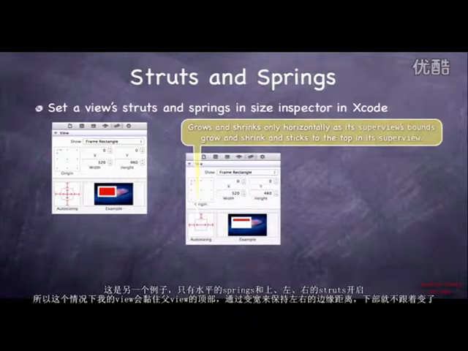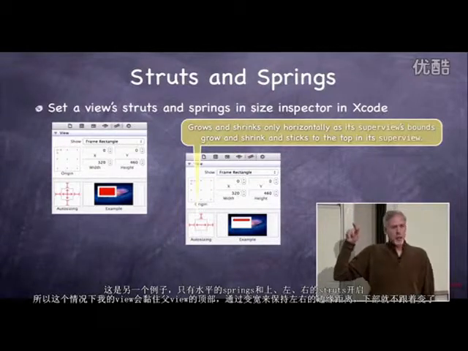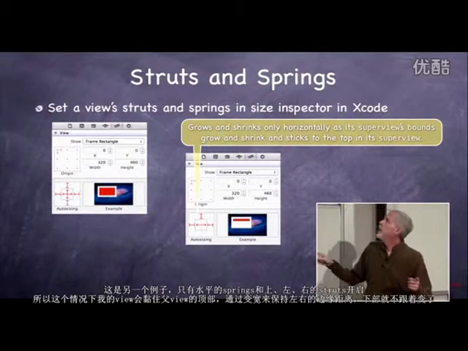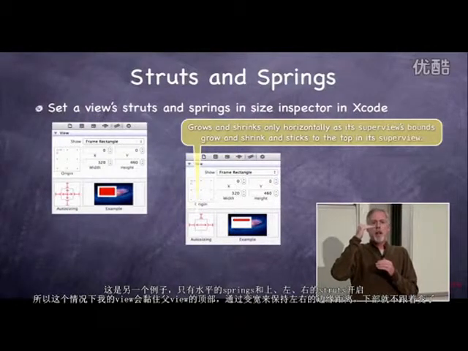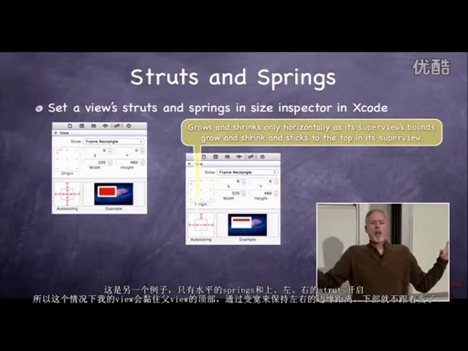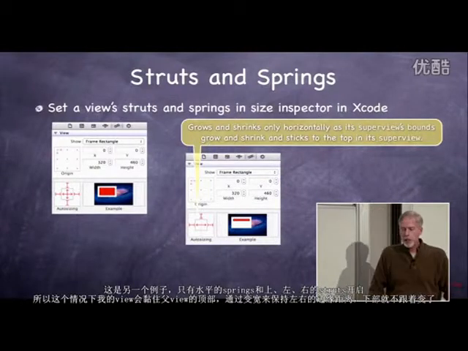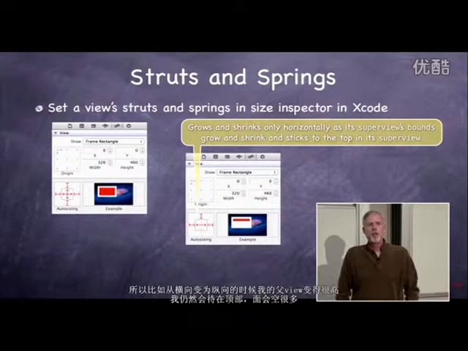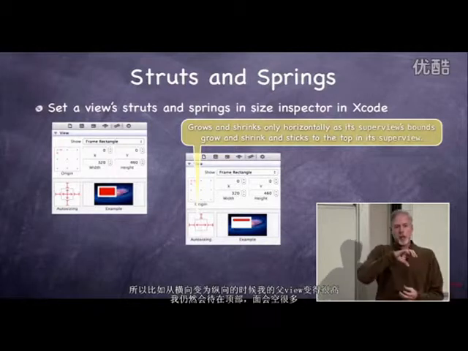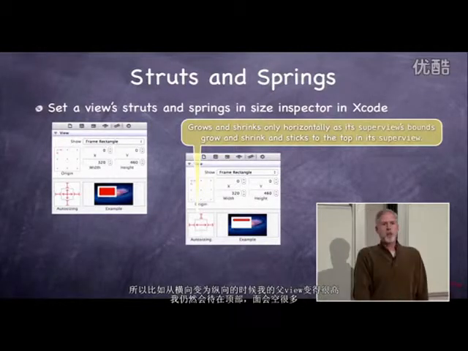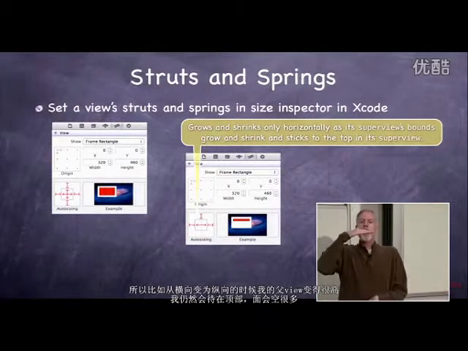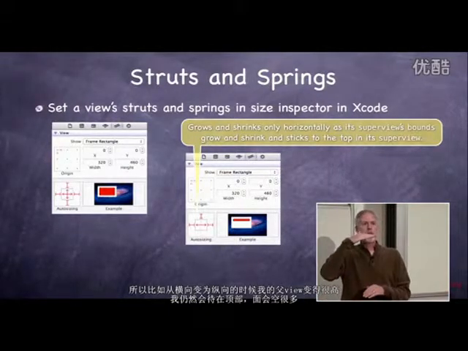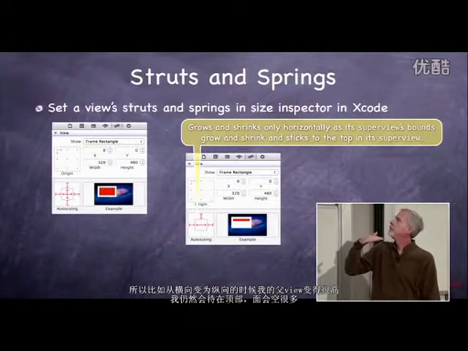Here's another example. In this one, only the horizontal spring is on, but I have the top strut and the left and right struts. So my view in this case is going to stick to the top, and it's going to get wider and stick to both edges. But at the bottom, it's going to be free floating off the bottom. So if my view got really tall because I was in landscape mode and I rotated to portrait, for example, or something else happened to make my superview really tall, I would stay at the top and a lot of space would be at the bottom. You see?